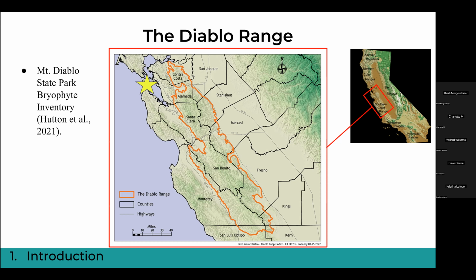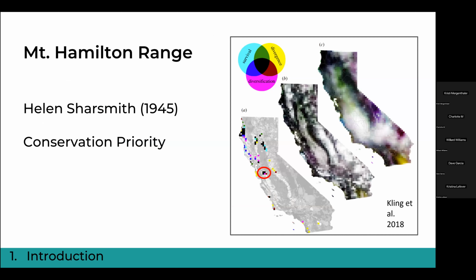And so only one other study looked at bryophytes in this range, and that was Hutton et al. in 2021, where they did the Mount Diablo State Park bryophyte inventory. And that was done at the northern section of the range. Focusing even further in on another subset of this range is the Mount Hamilton range. This is interesting and important to note for a few reasons. Helen Sharsmith did a vascular flora of this range in 1945.